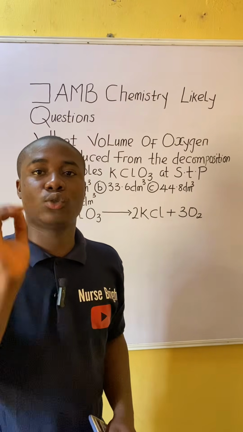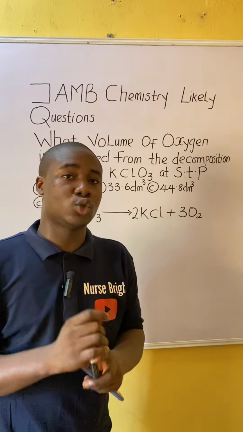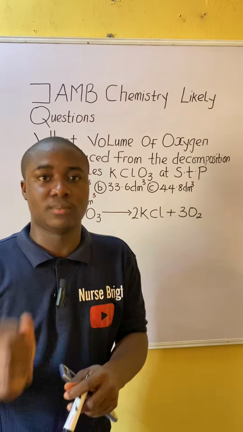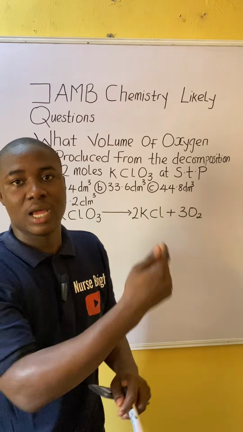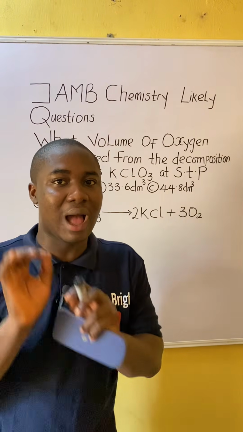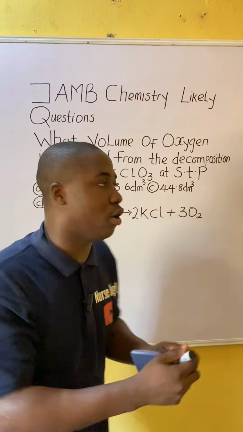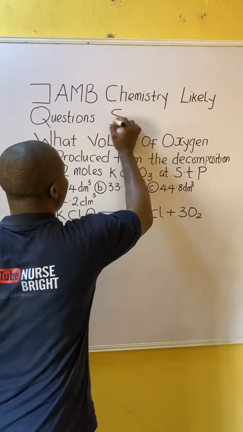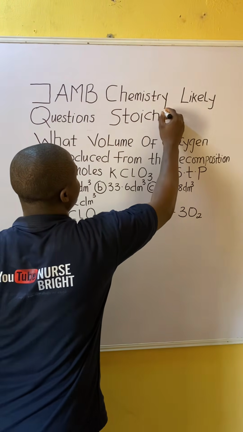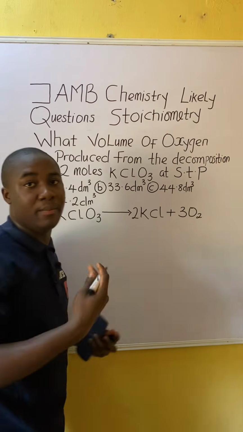Before we go ahead to solve any question in chemistry, it is important for us to understand the topic to which that question belongs. And from the look of things, this question on the board is from a very important aspect in chemistry, and that aspect is simply called stoichiometry. I'm going to tell you why I said this, and this aspect of chemistry is extremely important.